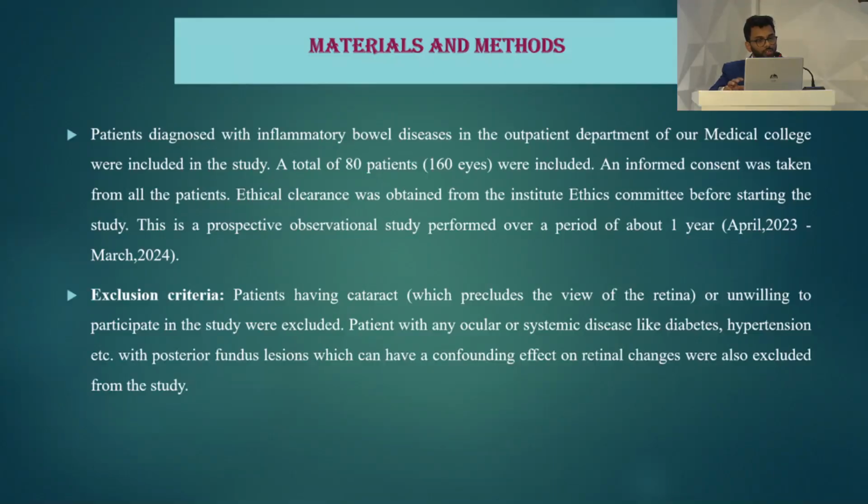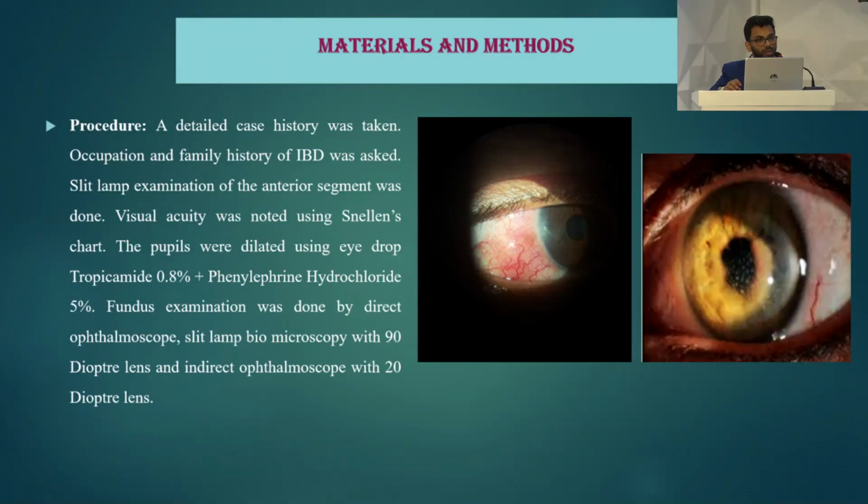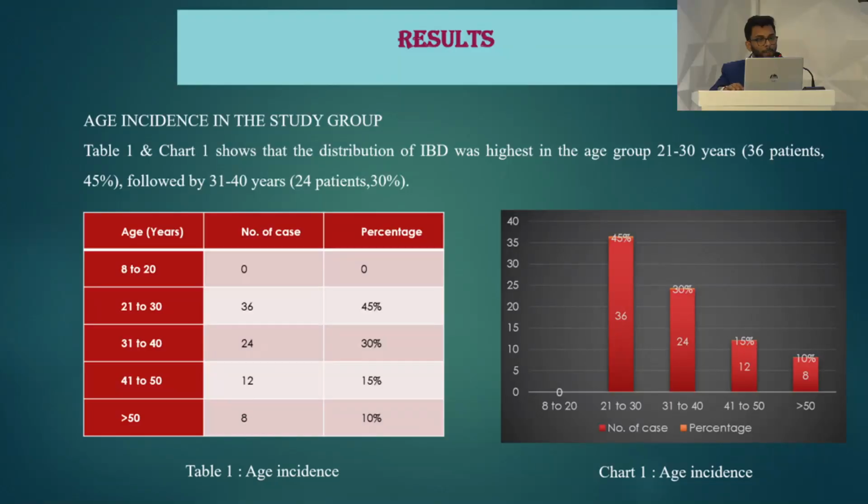We have excluded the patients who were unwilling to participate, or those having cataracts, and those having ocular or any systemic diseases like diabetes, hypertension with posterior fundus lesions. We have done visual acuity with Snellen's chart, slit lamp examination for the anterior segment, and then the pupil was dilated with tropicamide phenylephrine, and fundus examination with direct ophthalmoscope, slit lamp biomicroscope with 90D, and indirect ophthalmoscopy was done.